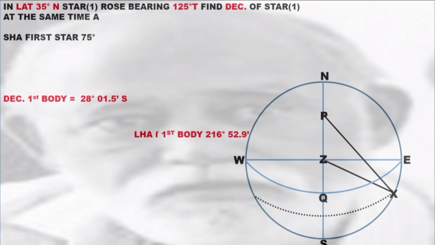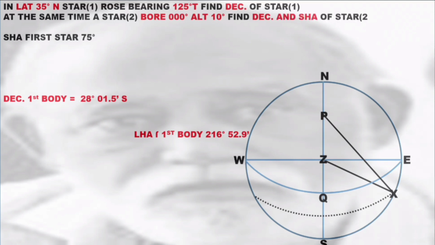Now let's talk about the second body at the same time, other body star is bearing 000. Altitude 10 degrees. You can find out the declination and the symmetry of the star. The body bearing 000, so body should be somewhere here. But altitude is only 10. NP is the latitude, which is 35. So altitude is somewhere here. So this body is circumpolar. That means I'm seeing it on the other side of my meridian, inferior meridian. LHA at that time is 180.